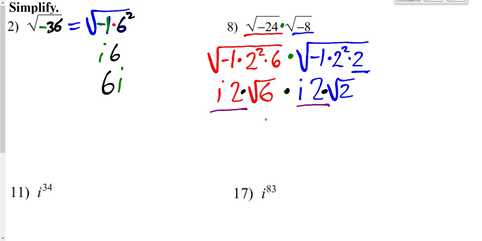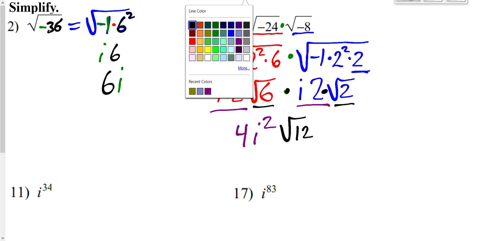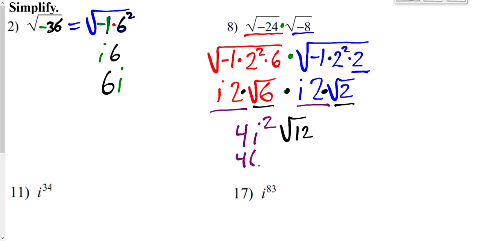So I'm going to multiply this. The 2 times the 2 is 4. i times i is i squared. And then I'd multiply together what's in my roots, and that would be the square root of 12. Now, when I'm looking in front here, that's i squared, we know from the last slide is a negative 1. Then I'm looking at 12, and I can simplify that just like I've done in the past. That's a 2 squared times a 3.